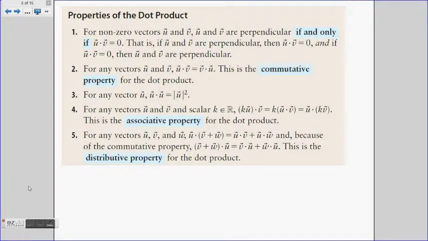So just a few other properties that we can talk about. The first one that I had mentioned was the perpendicular property. There's other properties as well, such as the commutative property, which means if you're taking the dot product of two vectors, they can be swapped. Then if you have a vector that is the dot product of itself, it's simply the magnitude squared. Associative properties for scalars, and then distributive properties for the dot product.